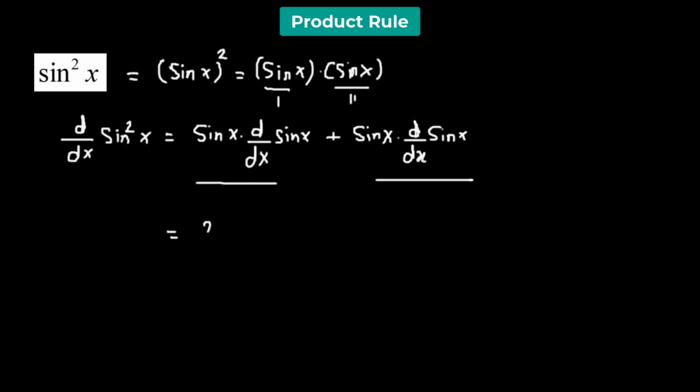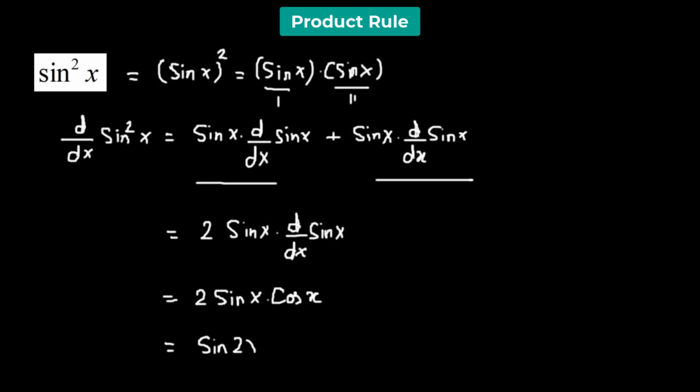So what we can do is write it as 2 times sine of x times the derivative of sine of x, which will be equal to 2 times sine of x times cosine of x, since the derivative of the sine function is cosine of x. 2 times sine of x times cosine of x is an identity, which is the expansion of sine 2x. So the derivative of the sine squared x function is sine 2x. Let's move on to the next part.